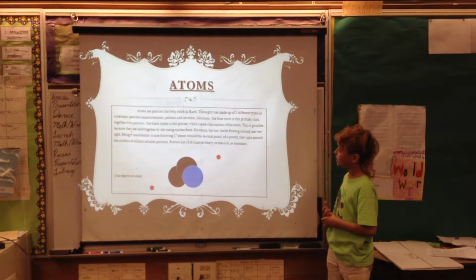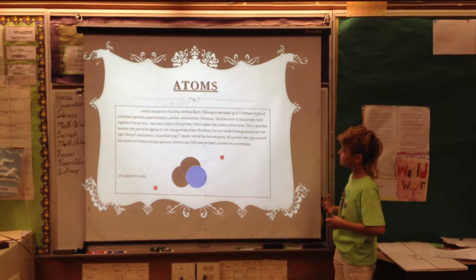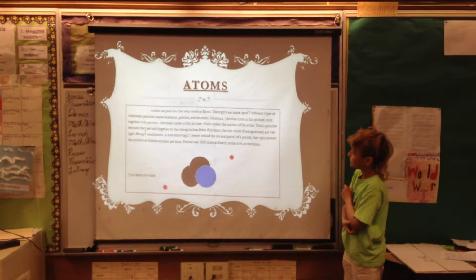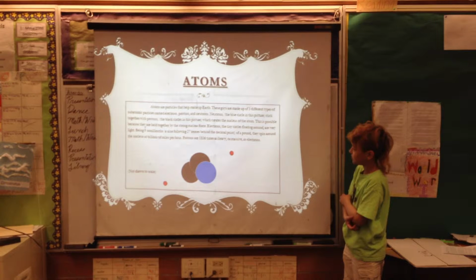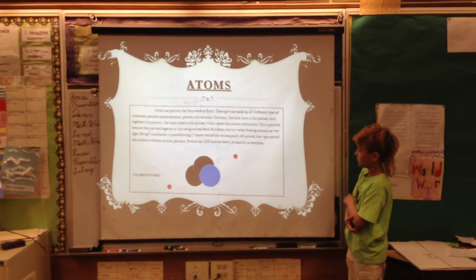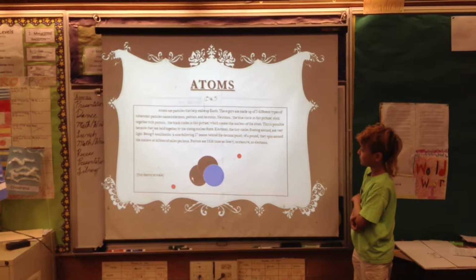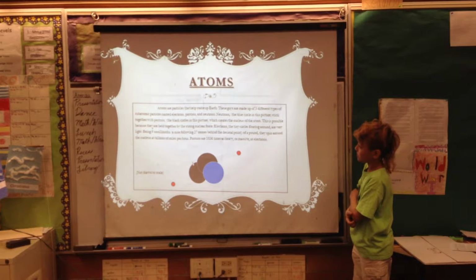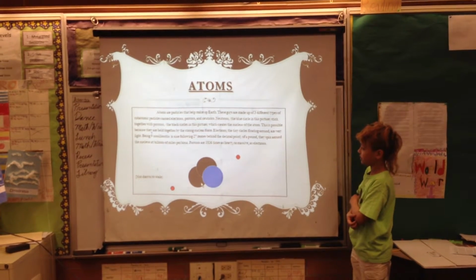Atoms are particles that help make up the Earth. These guys are made up of 3 different types of subatomic particles named electrons, protons, and neutrons. Neutrons, the blue circle in this picture, stick together with protons, the black circles in this picture, which creates the nucleus of the atom. This is possible because they're held together by strong nuclear force.